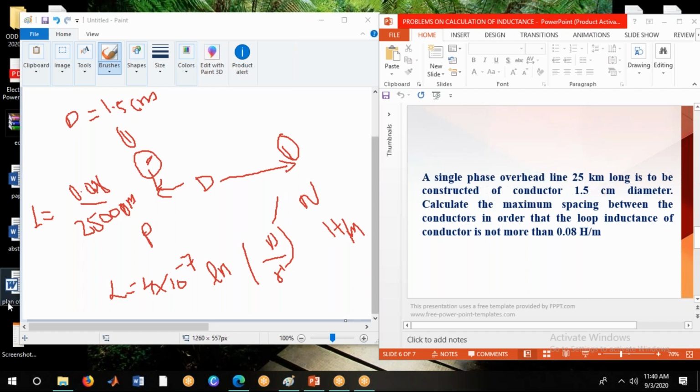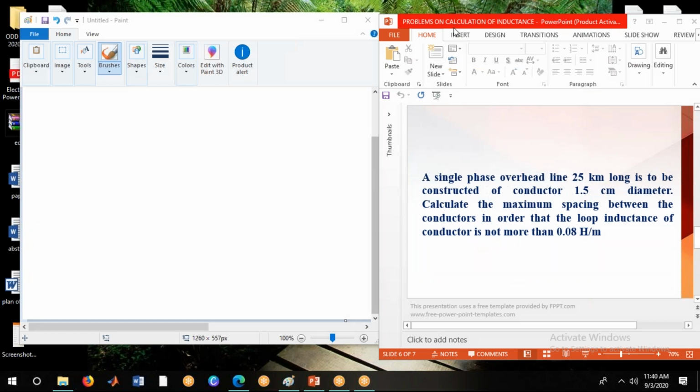So already they gave the inductance value, that is 0.08 per meter. They gave the total length of the transmission line, that is 25,000. So if you want to find the inductance value in Henry per meter, it is 0.08 divided by 25,000. They gave the inductance value per meter 0.08, and we have the length in terms of kilometer, so you can write it in the form of 25,000.